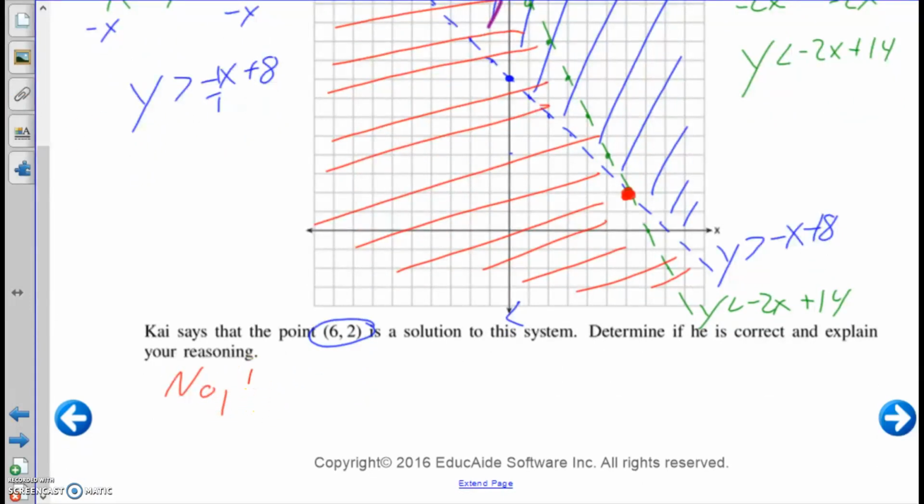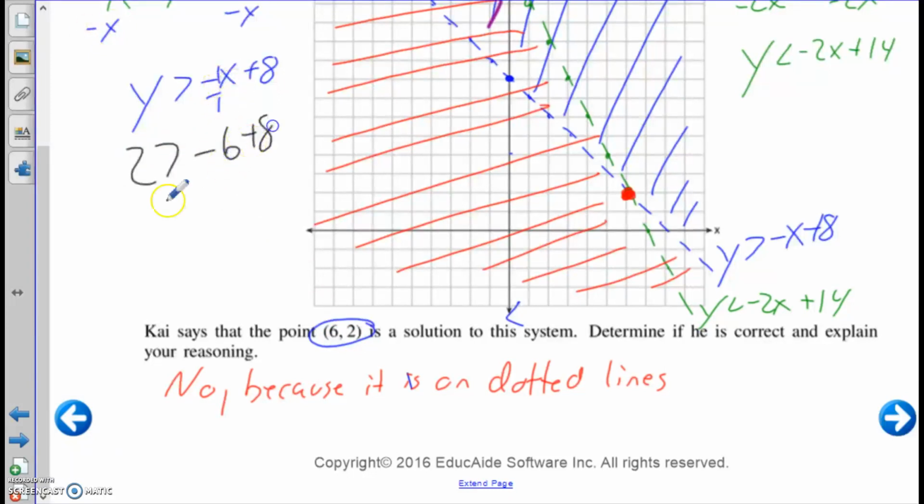And we could say because it is on dotted lines. And that would be acceptable. That would be enough right there. And really what it is, if you were to plug 6,2 into one of these equations, replace the y value with 2, the x value with 6, and it's negative x, so negative 6 plus 8, you end up with 2 is greater than 2. And this is false because it's not greater than or equal to. That's why dotted lines don't work.